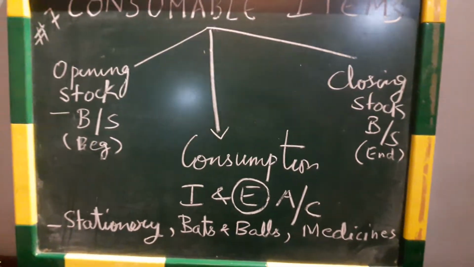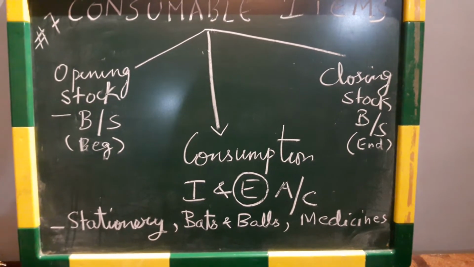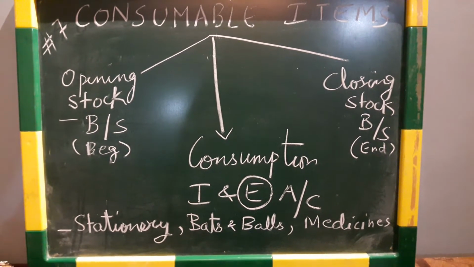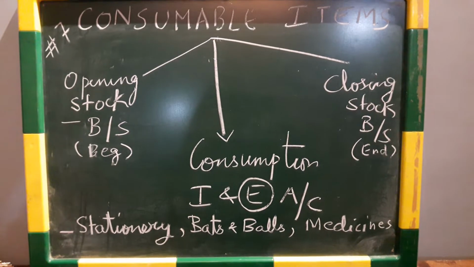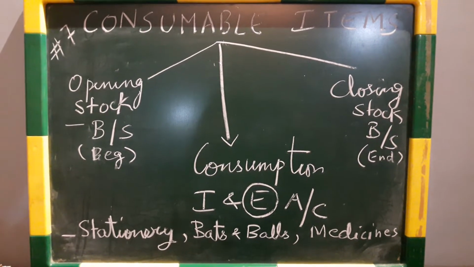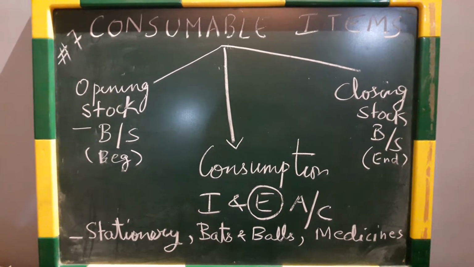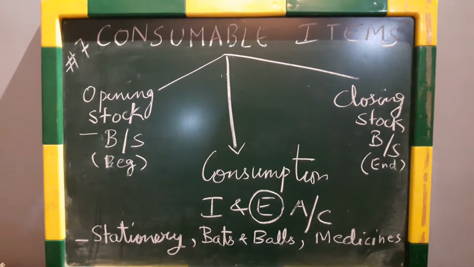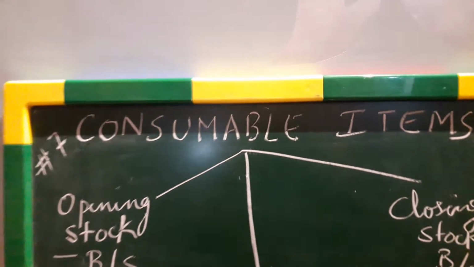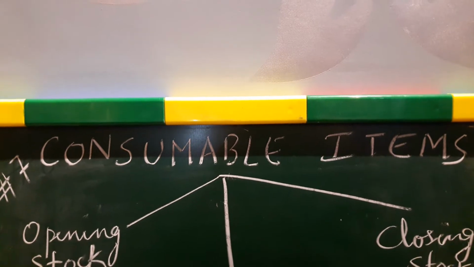Now, how to treat them in a not-for-profit organization? Stationery is so small that they come and go. We can't keep them as pure assets, and we can't keep them as pure expense. So it's a combination of both assets and expenses, and they fall under the category of consumable items.